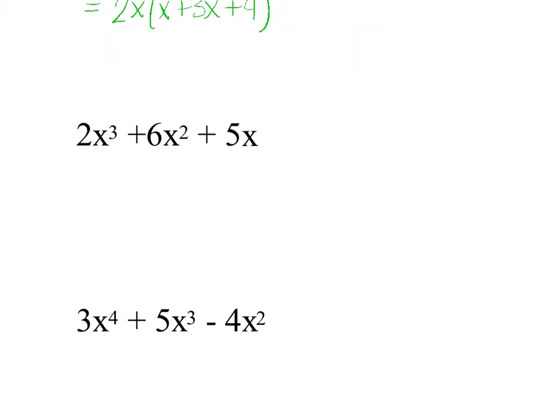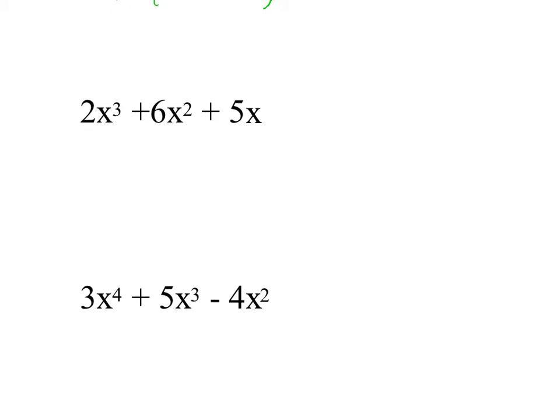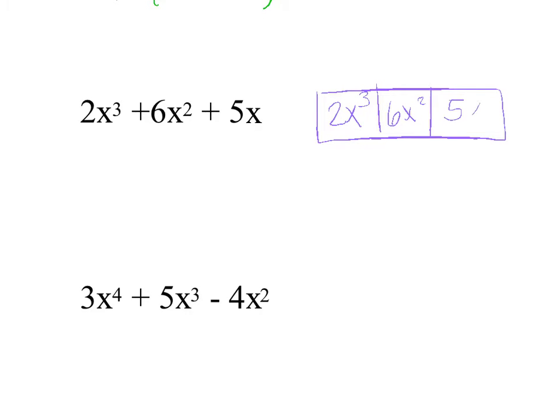All right, we got another one here. So set up a box. I've got 2x cubed plus 6x squared plus 5x. Now looking at the numbers, I've got a 2, a 6, and a 5. 5's prime. And so 2 doesn't go into it, which would be good here, but it doesn't go into that one. So there is no number I can take out.